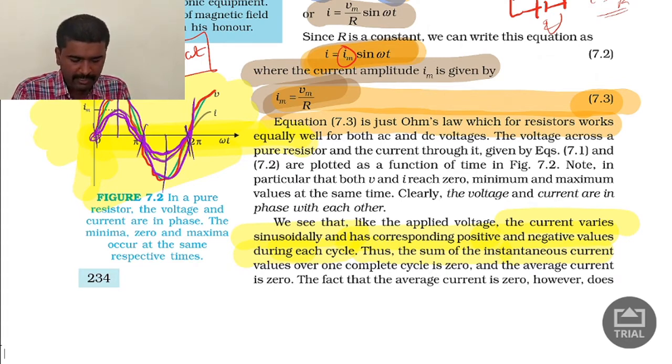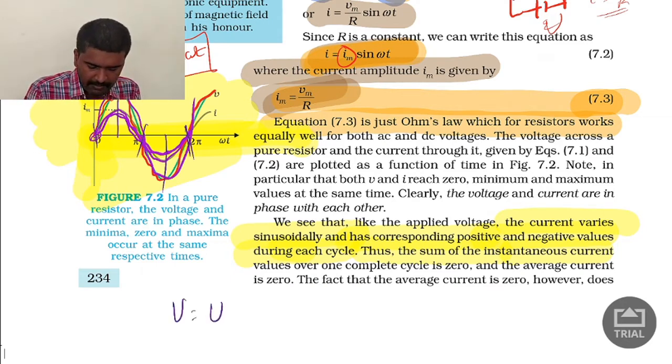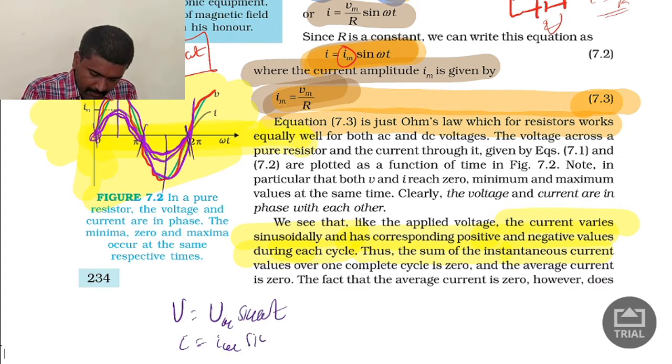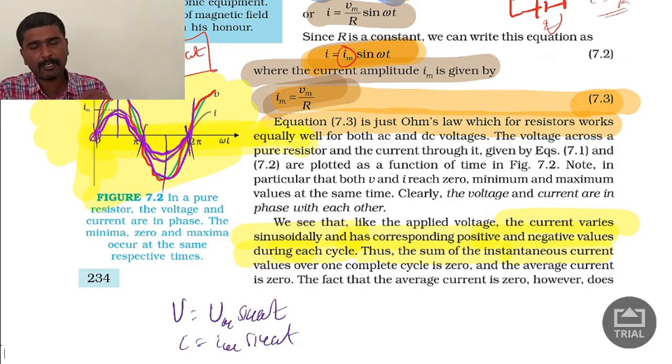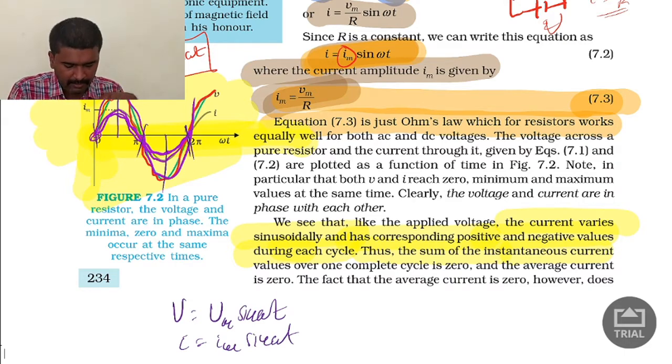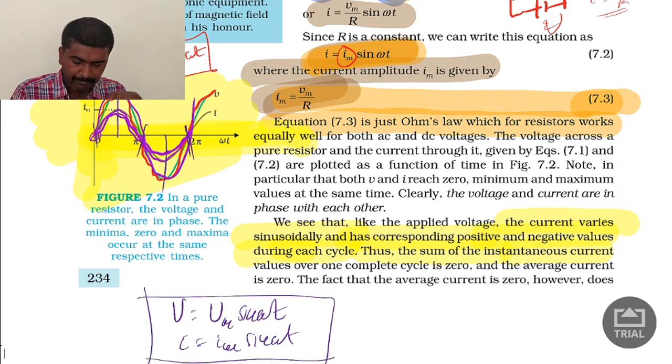There is no phase difference, because if V equals Vm sin omega t, then I equals Im sin omega t. Both are following the sine function, and whenever you get maximum voltage, you get maximum current. When you get minimum voltage, you get minimum current also. So both are in phase. There is no phase difference here.